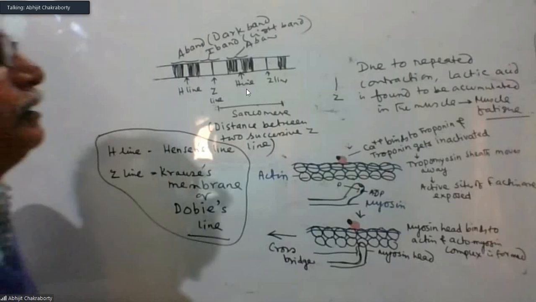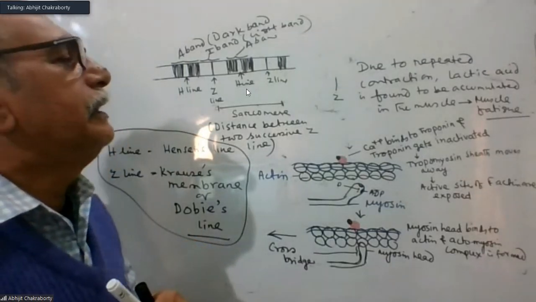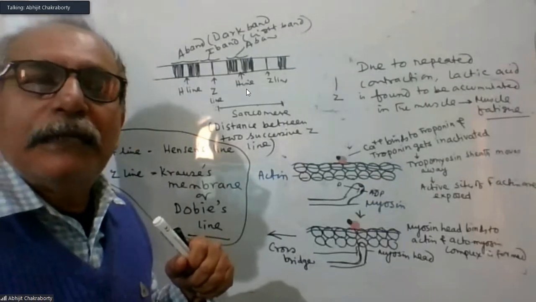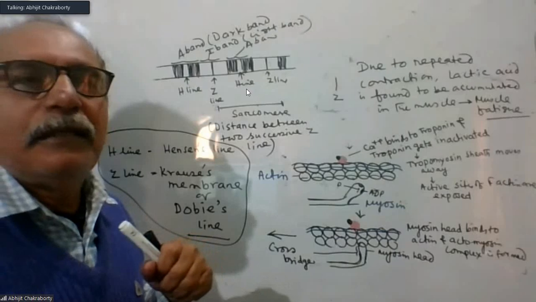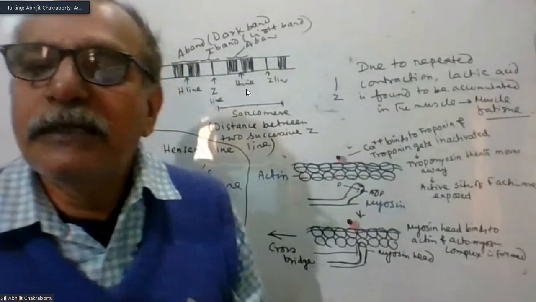Due to repeated contraction, lactic acid accumulates in the muscle and the muscle gets fatigued. The question is, how is lactic acid formed? Can anyone tell me how lactic acid is formed?